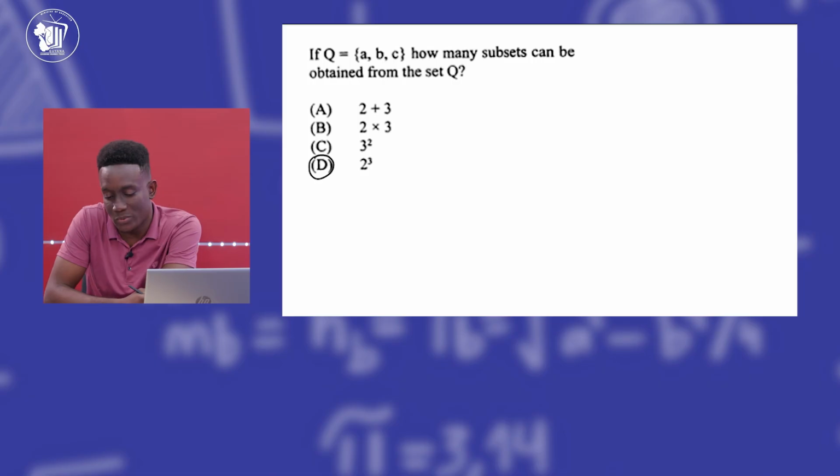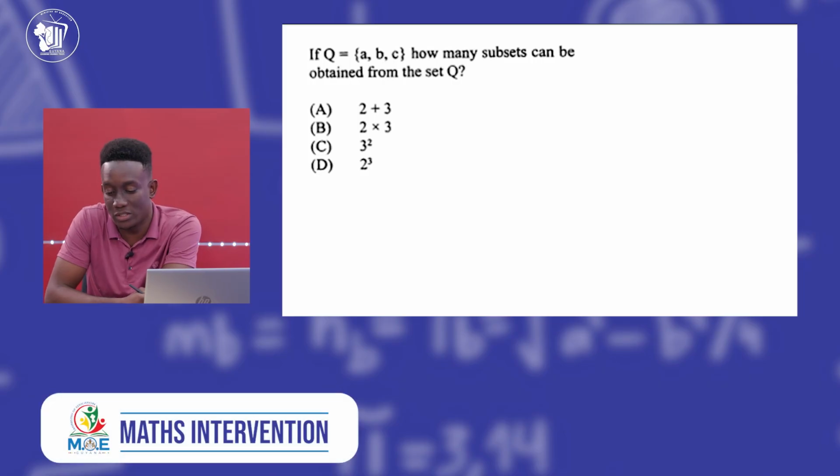In this video we'll be looking at some multiple choice type questions. So let's get straight into the first one. This question says, if Q is equal to {A, B, C}, how many subsets can be obtained from set Q?